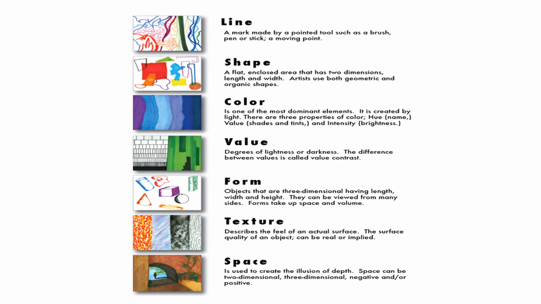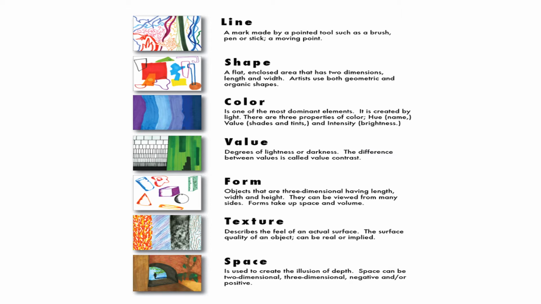There are 7 elements of art: line, shape, color, value, form, texture, and space. This year we're going to focus on color and value more than the rest. But it's important that we understand the others.